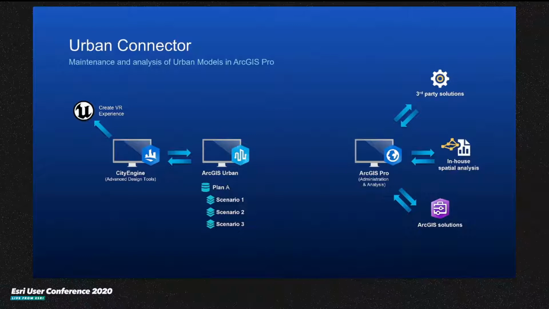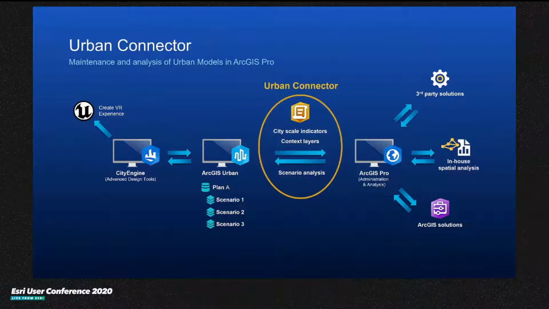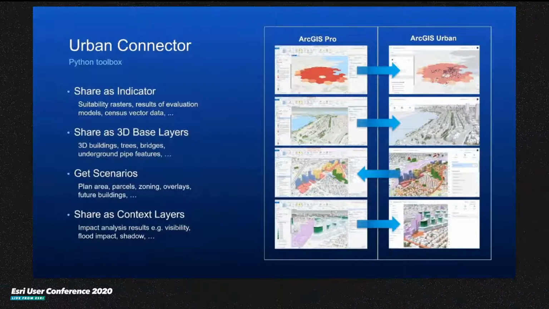urban planning and design. So the Urban Connector, which is based on the API for ArcGIS Urban, allows us to exchange information between Urban and Pro so that you can use it as an analytical platform. At its core, it allows you to share GIS information as indicators. So that could be a suitability raster that you've used to do analysis on, the results of an evaluation model. It could be other information such as census information that you want to have as indicators to support decision making.